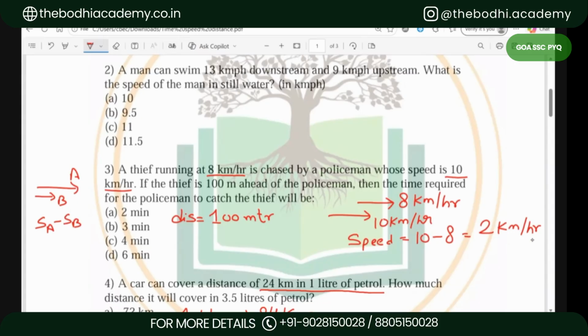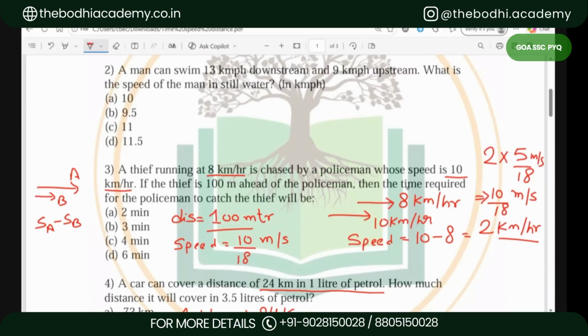This will be subtracted if it is in the same direction. But the problem is this speed is in kilometer per hour and this distance is in meter. So I have to change this kilometer per hour into meter per second. So we multiply by 5 by 18. So this becomes 10 upon 18 meter per second. This is my speed.